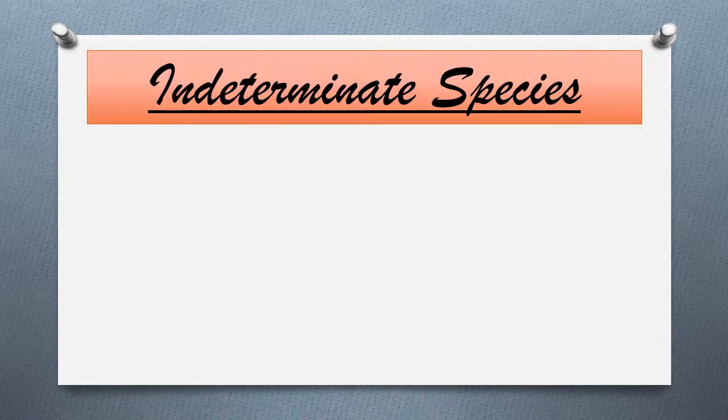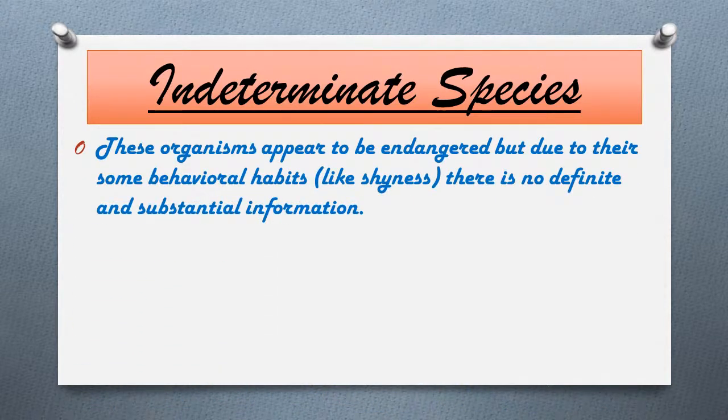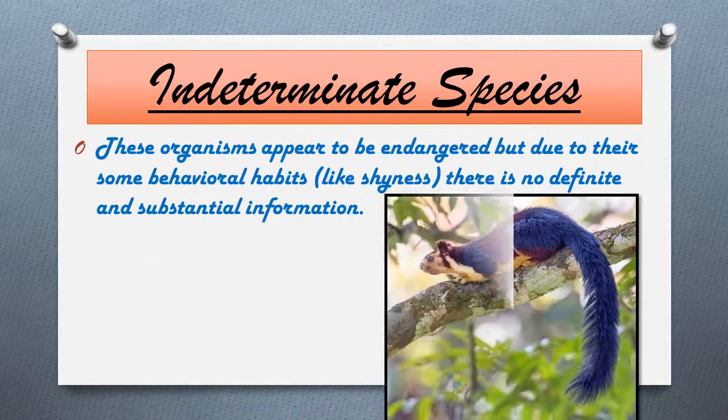Now the fourth one is indeterminate species. So what are these? Students, these organisms appear to be endangered, meaning they are at risk of extinction, but due to their behavioral habits, not because of habitat loss, like their shyness, there is no definite and substantial information about these species. The main example of indeterminate species is the giant squirrel, which is also known as shikru.